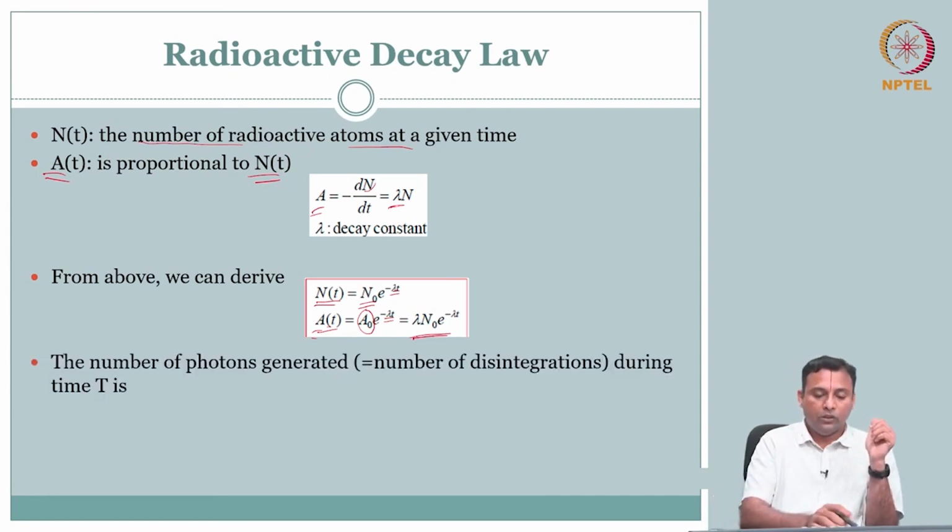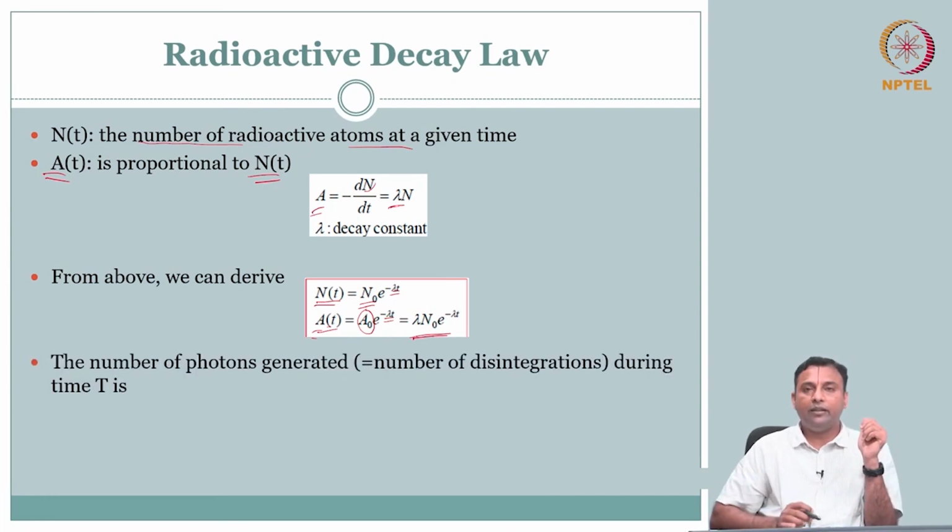Okay. So what is the number of photons generated during this time? It is decaying and sending out photons. So the number of photons generated is going to be the number of disintegrations that have happened. So how much is it going to be?